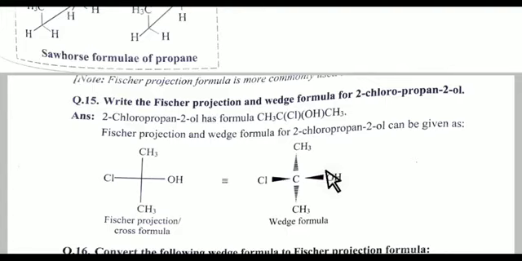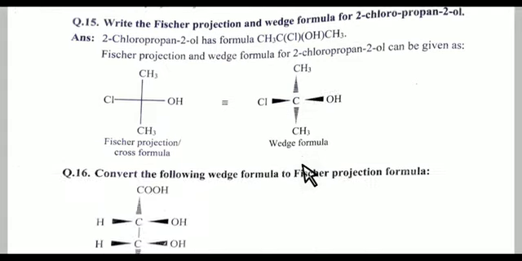Always remember, student, the dark line is shown by a solid wedge and it is the bond projecting above the paper, and the dotted line is the bond which is going below the paper. So these two formulas mean the Fischer projection or cross formula or wedge formula of 2-chloropropan-2-ol or propan-2-ol. This is question number 2 of today's lecture.